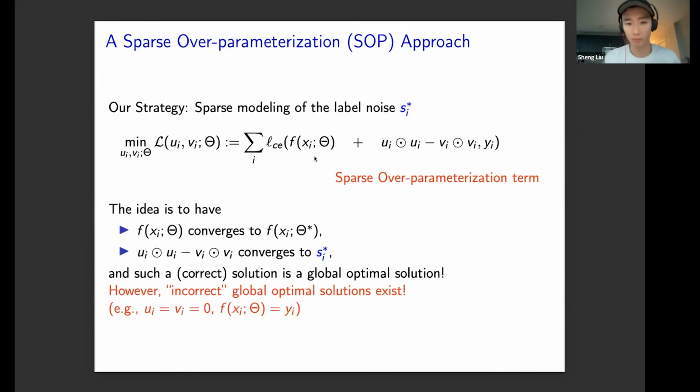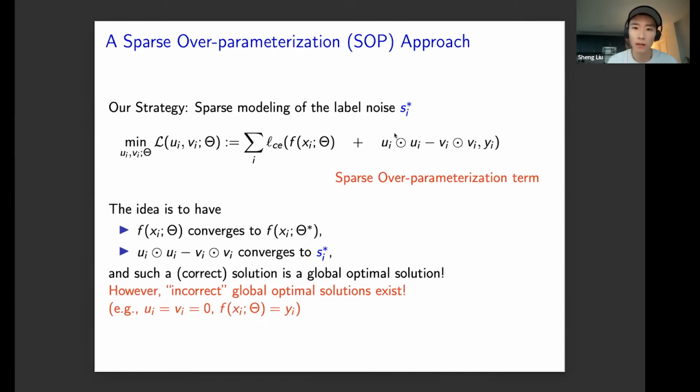And we want to learn this u and v to approximate the label noise s_i star. And how does this happen? Before talking about the whole process, we see an ideal solution is when u_i squared minus v_i squared converges to the label noise s_i, and the model f converges to the Oracle model with the Oracle parameter. It's going to be one of the solutions at least, right? Because that's how we generate y_i, or how y was modeled.